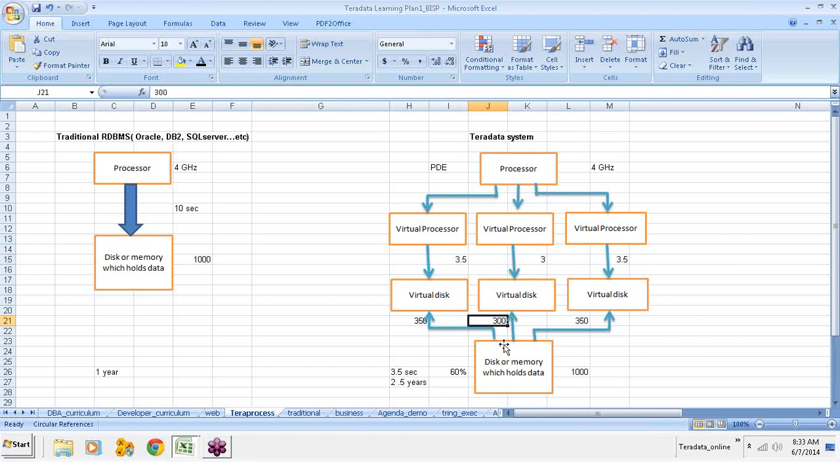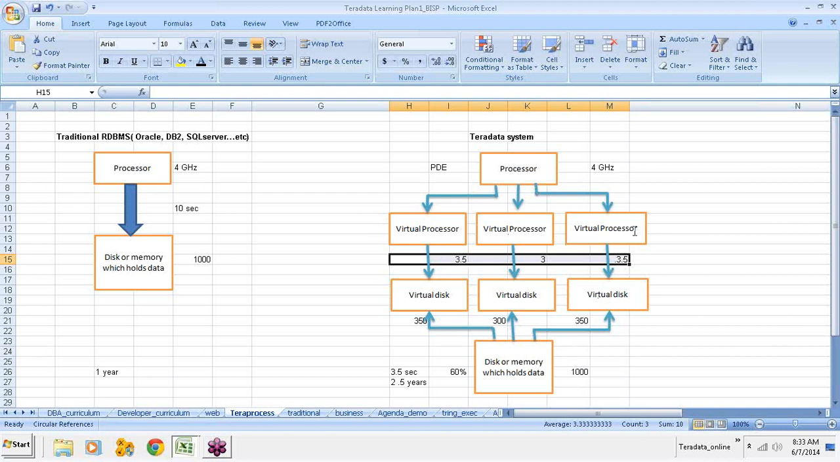In a similar way, when the second virtual disk has 300 records, how many seconds would this processor take? It would take 3 seconds. And how about the third virtual disk? If it has 350 records, how many seconds would this third virtual processor take? Again 3.5 seconds.